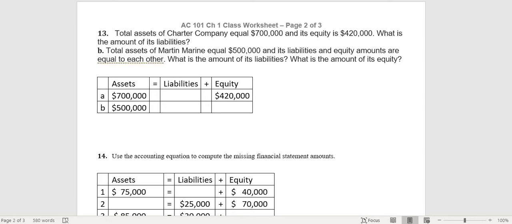So let's go. Number 13, total assets of Charter Company equals $700,000 and its equity is $420,000. What's the liabilities? Well, here's the accounting equation. So we know the assets are 700, the equity is 420. Liabilities must be what makes the right side equal the left side. So 700 minus 420, I believe, is $280,000. That sounds pretty good. $280,000. Okay.